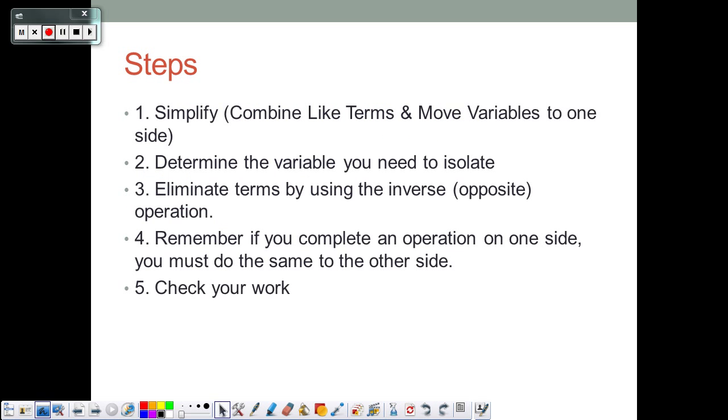So our rules are always the same when it comes to solving equations. We're going to simplify, combine like terms, or move variables to one side. That doesn't really apply with these first few lessons that we'll go through, but it will be very important later on. Then from there, we're going to determine the variable that we need to isolate. We're going to eliminate terms to isolate that variable by using the inverse or opposite operations. And then if we do an operation on one side, remember to do it on the other side, keep it balanced, and then most importantly, check your work.